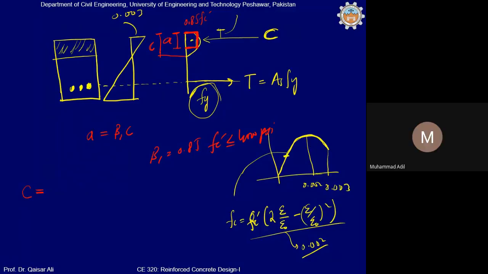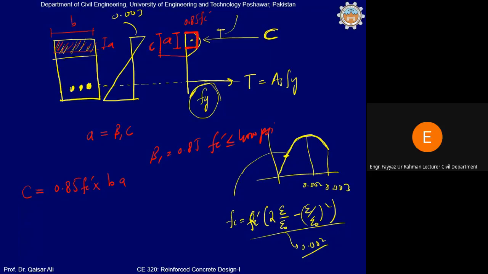Compressive stress multiplied by area. So compressive stress in the stress block is equal to 0.85 f'c. It is constant, and multiplied by the area on which this stress is acting, this area, this is a, and this is b, so ab. So compressive force is equal to 0.85 f'c b a.